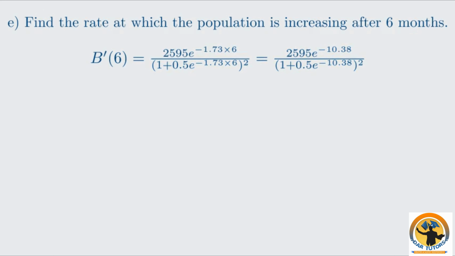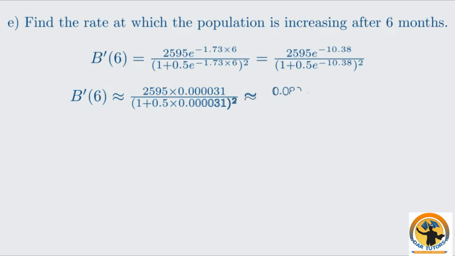The term e to the power of negative 10.38 is a very small number, approximately 0.031. Plugging this into our expression, we get approximately 0.0804 divided by 1.00031 squared, which is approximately 0.00804. So, after 6 months, the population is increasing at a rate of about 0.08 bees per month.